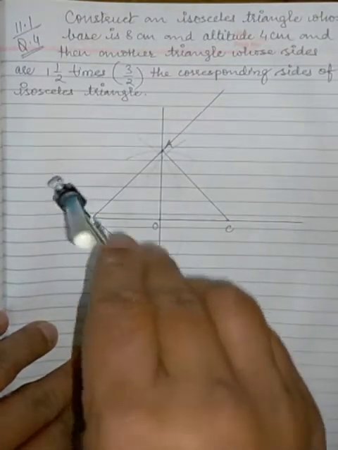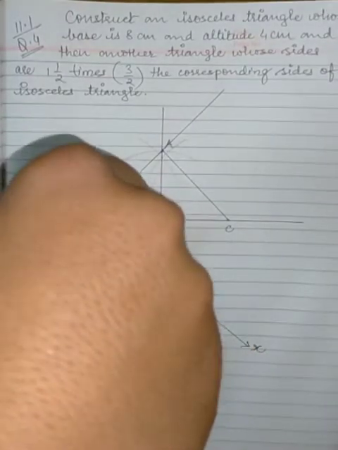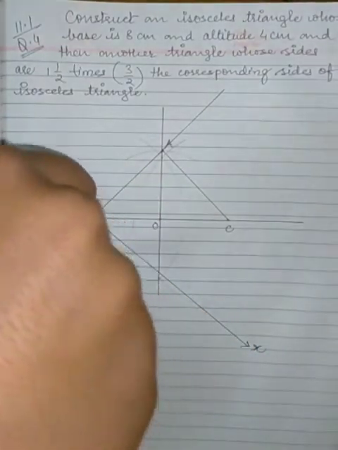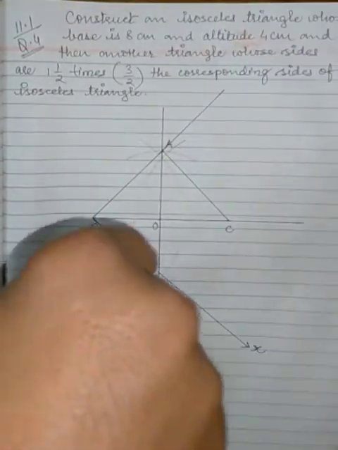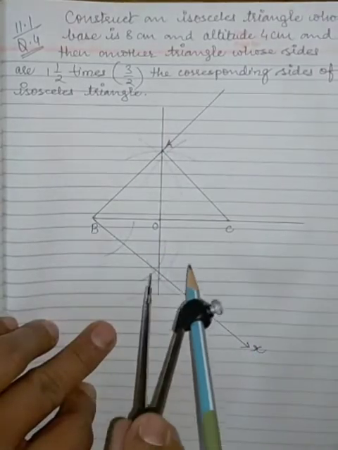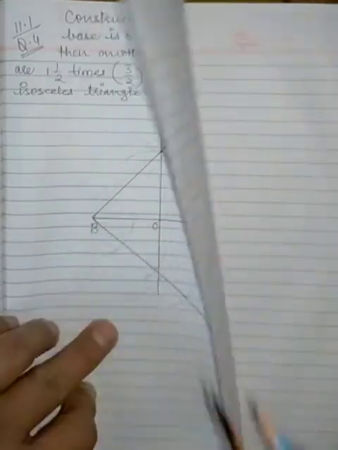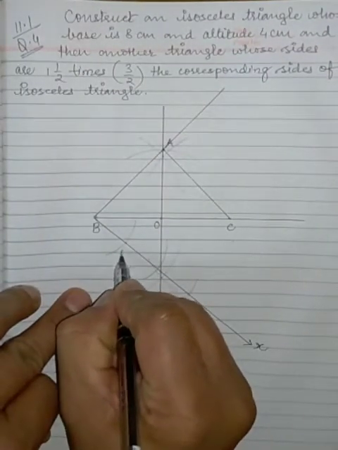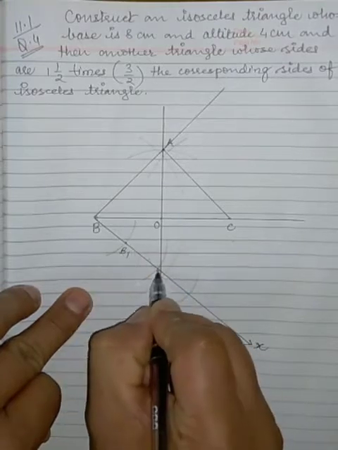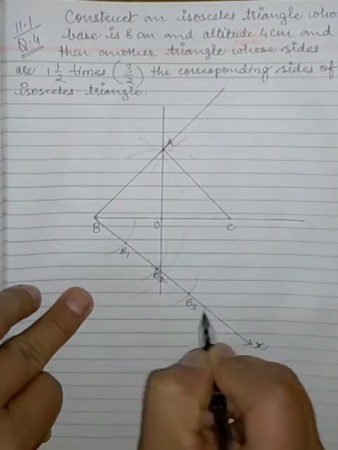So starting from point B, it is the first arc. The radius is of your choice. Second arc, and this is the third arc. Let us name them B1, B2 and B3.